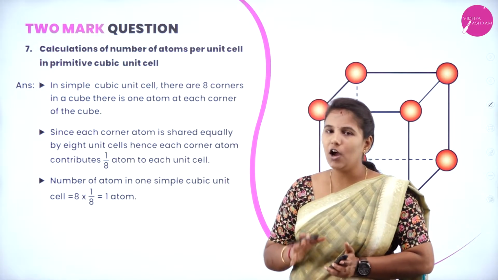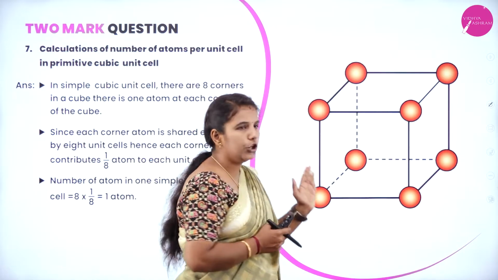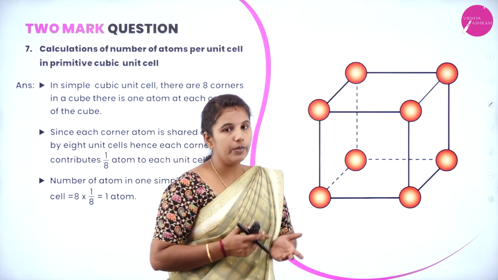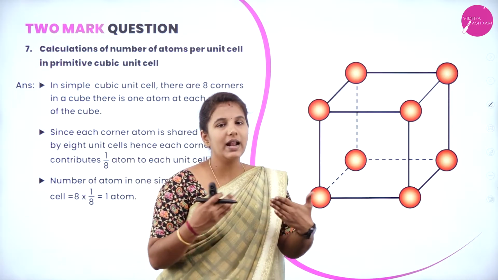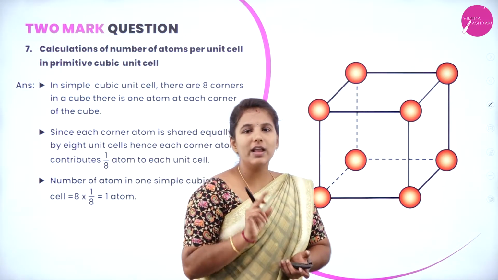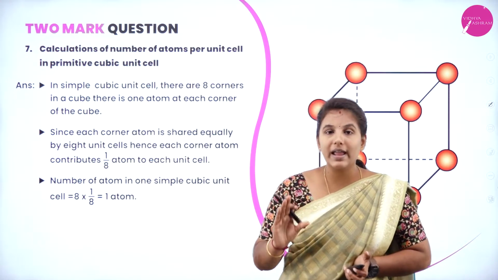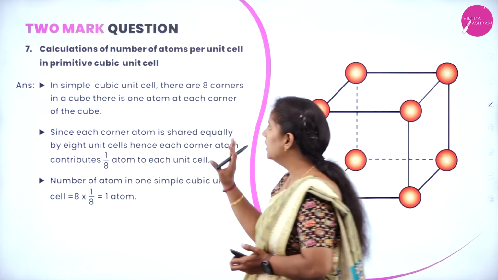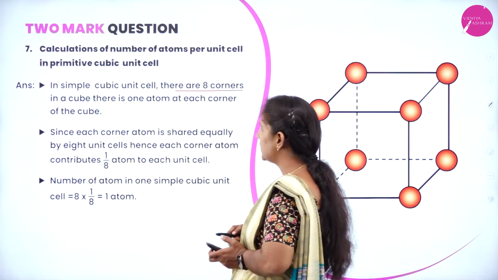Okay, I'll tell you how to write with a simple cube. This is a simple cube where each corner particle will contribute how many particles? 1 particle. If you say it is a cube, there are 8 corners, and each corner will contribute 1 particle. So there are 8 particles from the 8 corners in a simple cube. Correct, no? So, in a simple cubic unit cell, there are 8 corners in a cube.